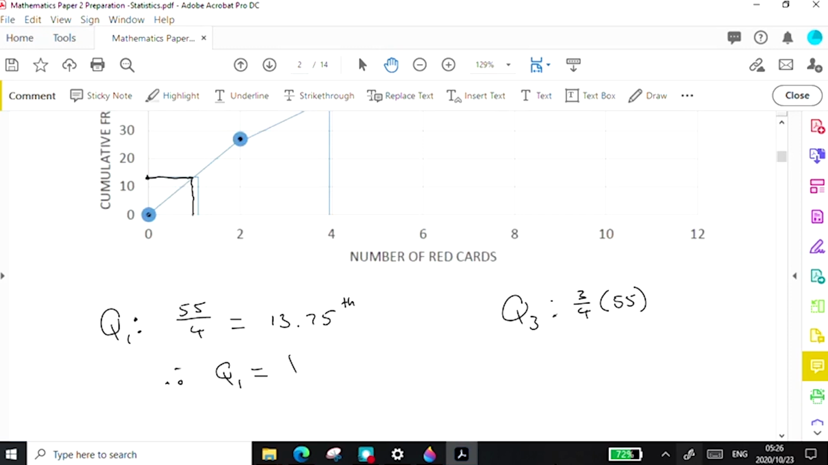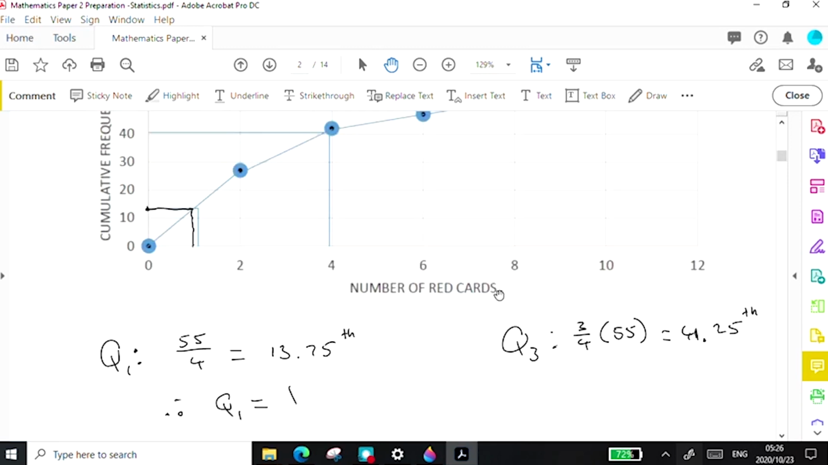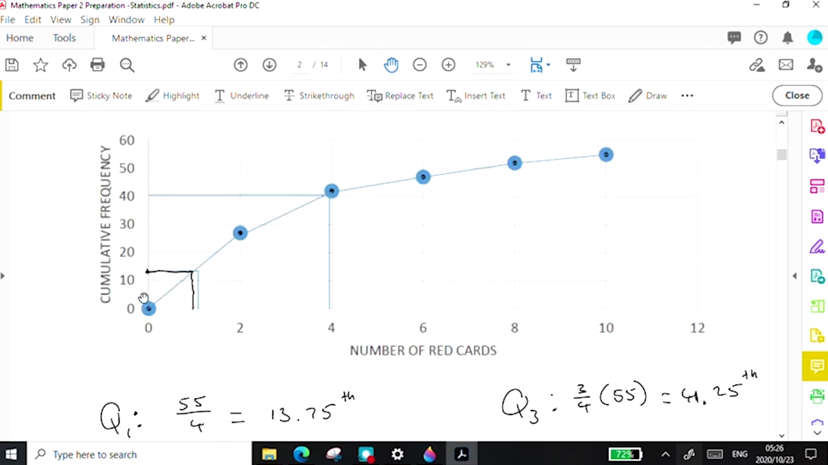So we have 55 times 3 divided by 4, and there we get 41.25, which is the position of the third quartile. Again, we read on the y-axis: 41.25 should be just slightly above 40.